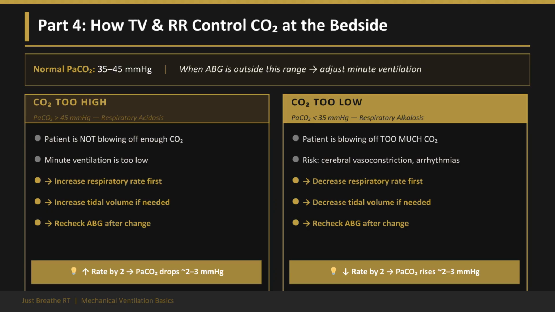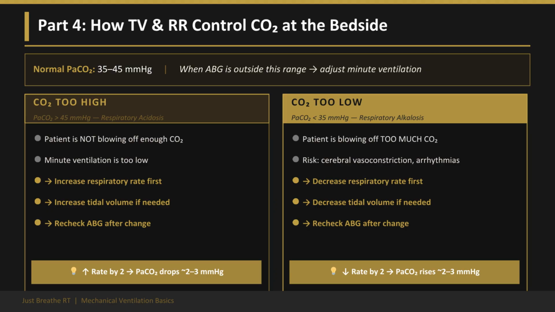CO2 too high, PaCO2 above 45 millimeters of mercury. Your patient is not blowing off enough CO2. Minute ventilation is too low. You need to increase it, either by raising the respiratory rate, increasing the tidal volume, or both. In practice, adjusting the rate is usually your first and safer move.